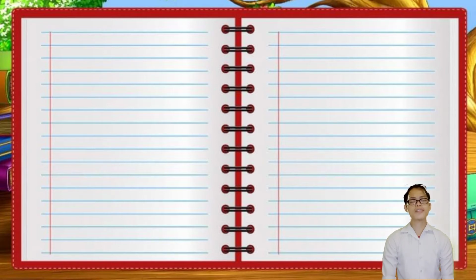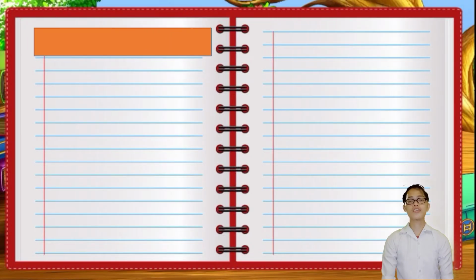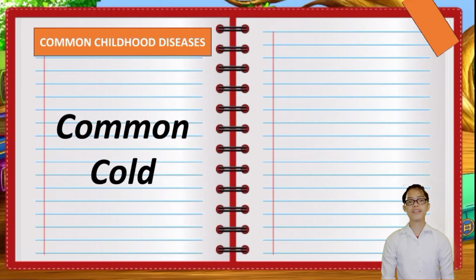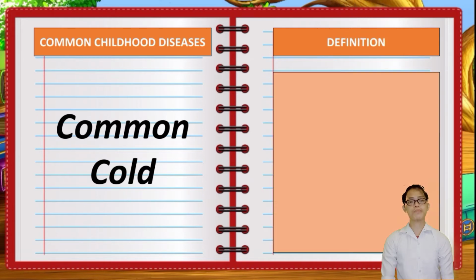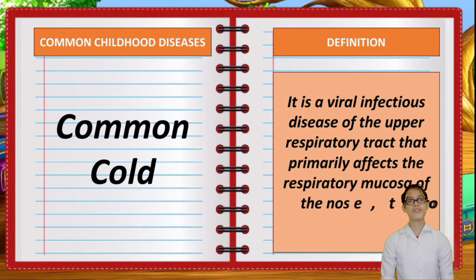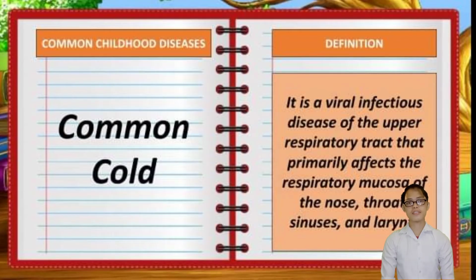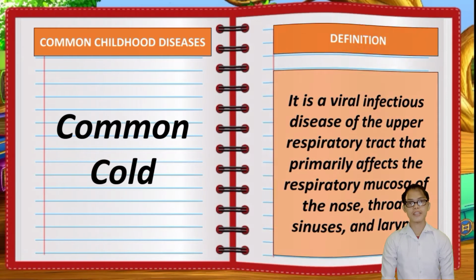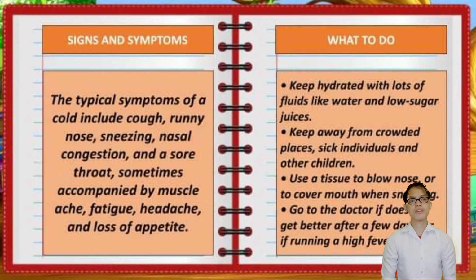Let us now proceed to our discussion to know if what you did with your play is correct or not. The first common childhood disease is common cold. It is a viral infectious disease of the upper respiratory tract that primarily affects the respiratory mucosa of the nose, throat, sinuses, and larynx. These typically include symptoms such as cough, runny nose, sneezing, nasal congestion, and sore throat, sometimes accompanied by muscle ache, fatigue, headache, and loss of appetite.